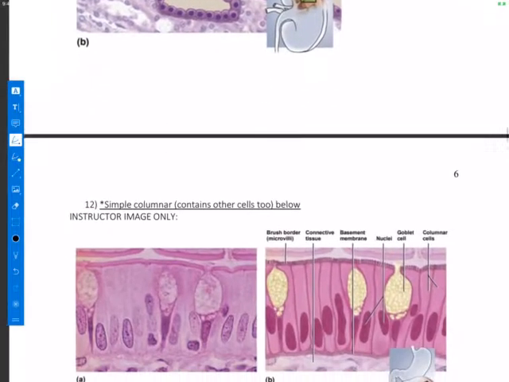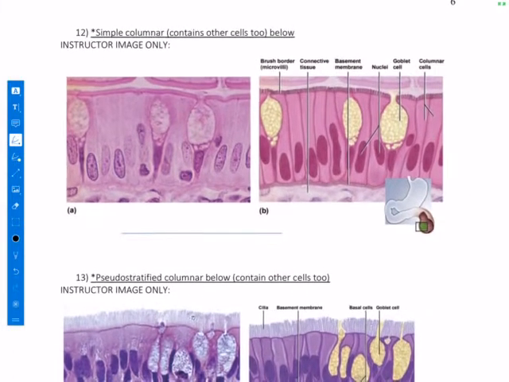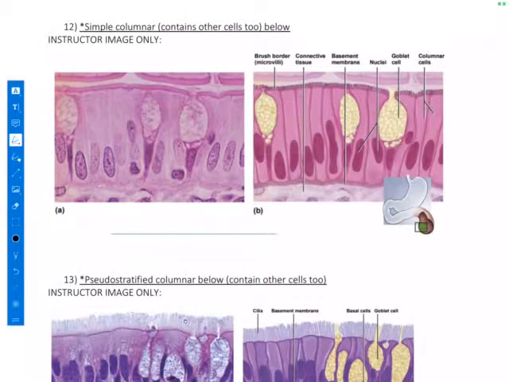Okay, so we're going to go ahead and look at the next type, simple columnar. Again, this is a single layer of tall, narrow cells. You'll notice that they have oval nuclei that are in the basal half of the cell, meaning that the nuclei are closer to the basal surface. Often they're ciliated, and so the apical surface of the cell will have little cilia designed to move substances by the surface of the cell.